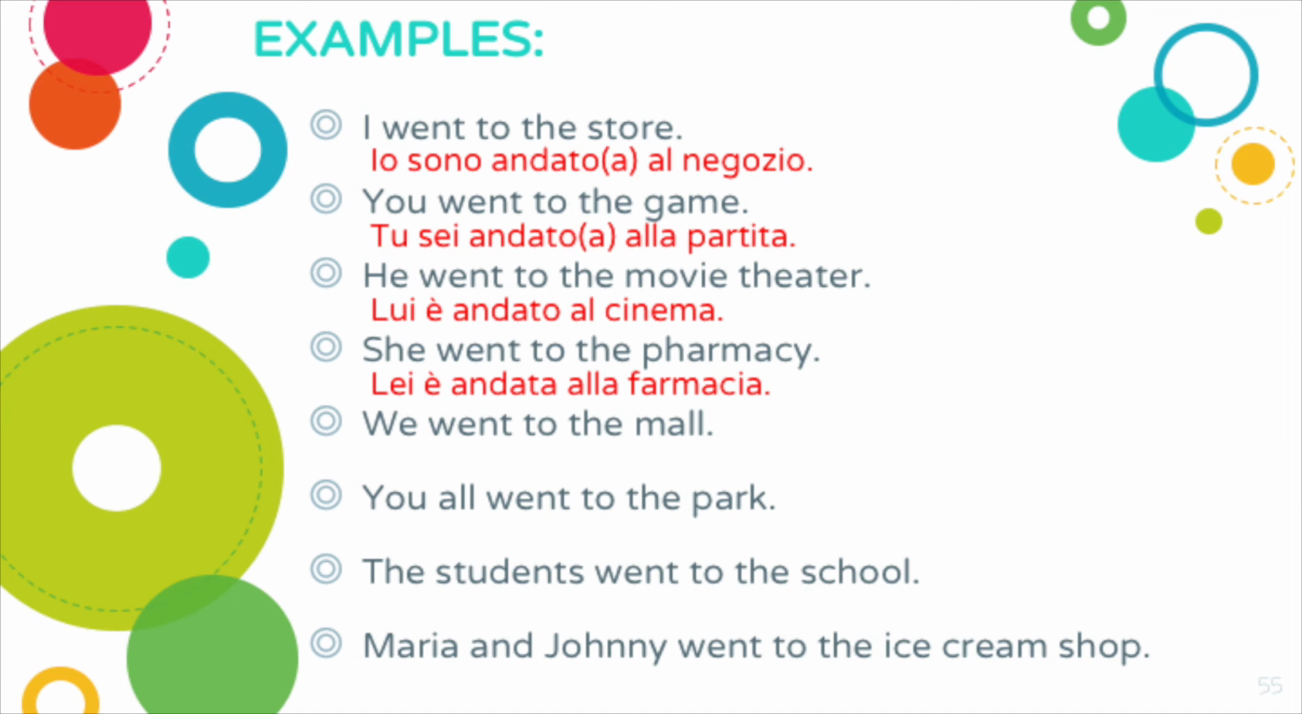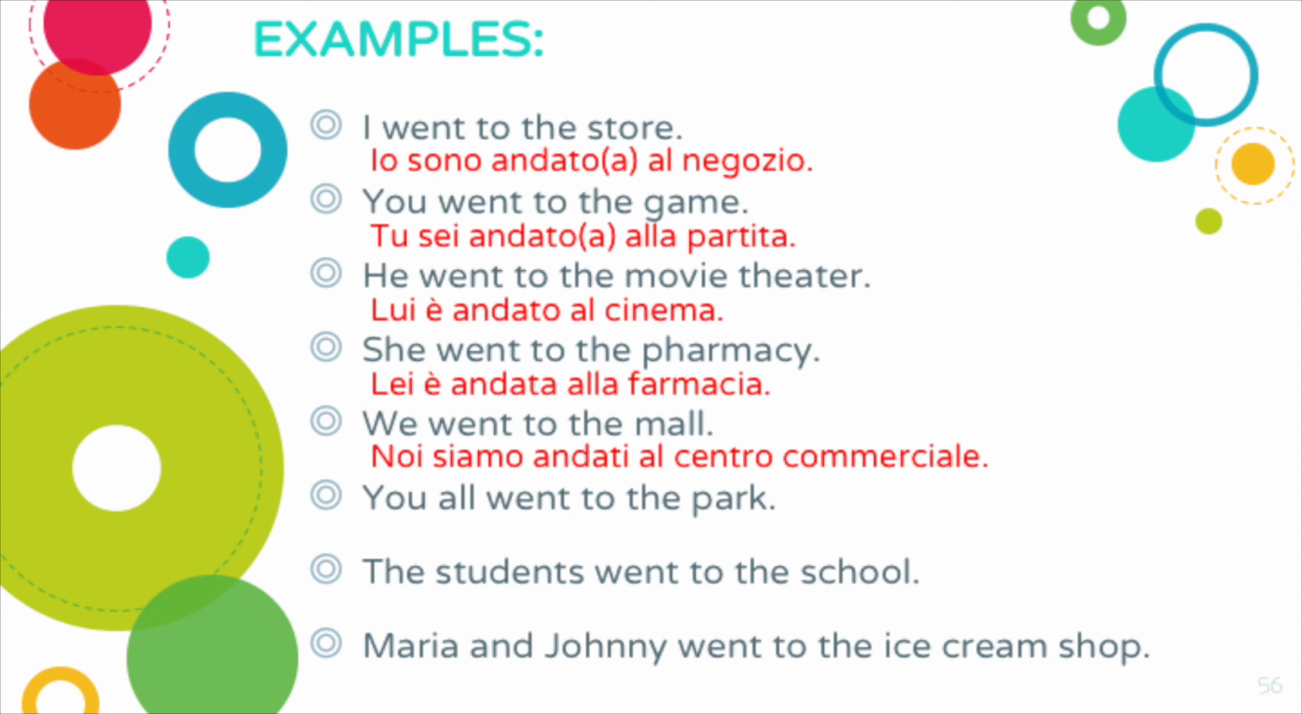Let's make it a little bit more complex. Here we have a plural. We went to the mall. Noi is the word for we, and our helping verb is siamo. Noi siamo andati al centro commerciale. We use the masculine plural when we have a group that we don't know which gender it is.